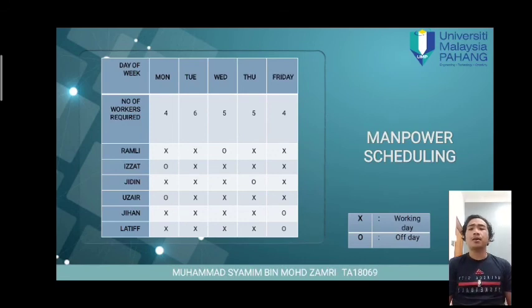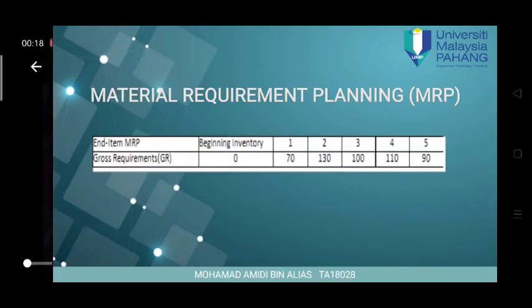For Wednesday, our gross demand is 100, so we decided to place 5 workers on that day, and 1 worker, Ramli, will be off. For Thursday, same as Wednesday, because the gross demand is only 110, we decided to place 5 workers, and Jidin will be off on that day. And Friday, the gross demand is only 90, and we decided to place only 4 workers, and Jihan and Latif will be off on that day.